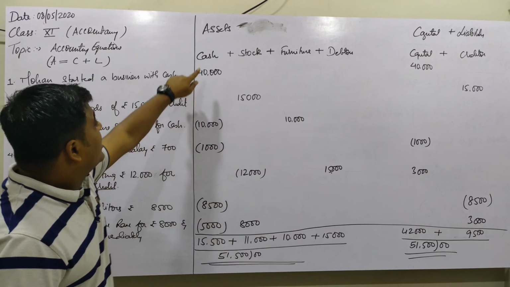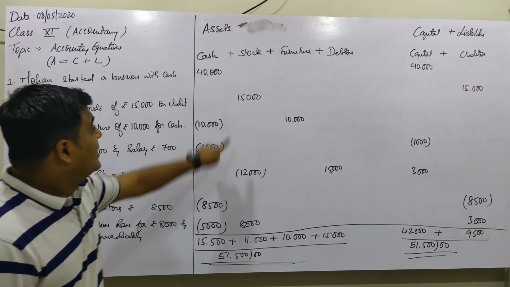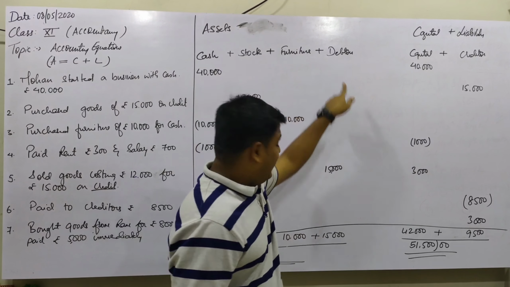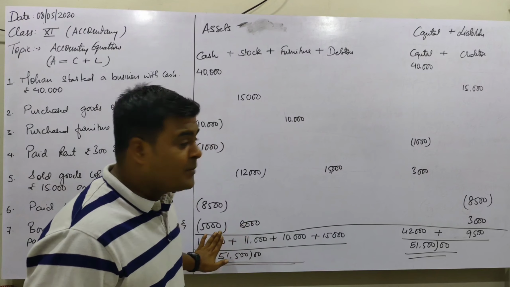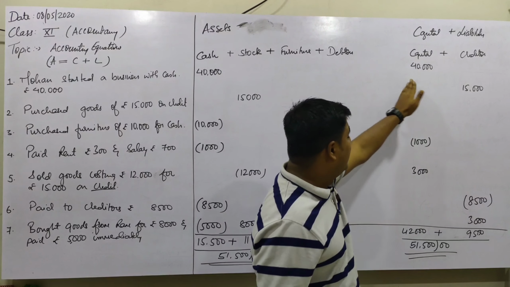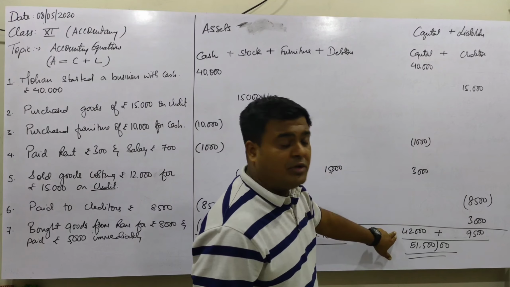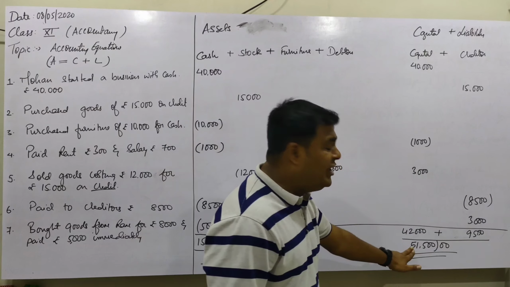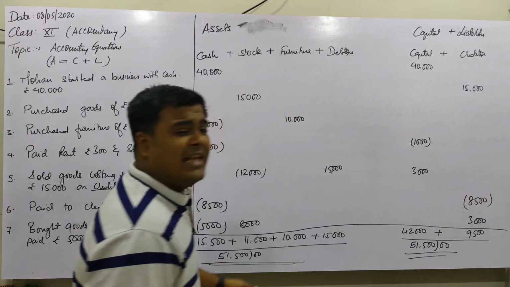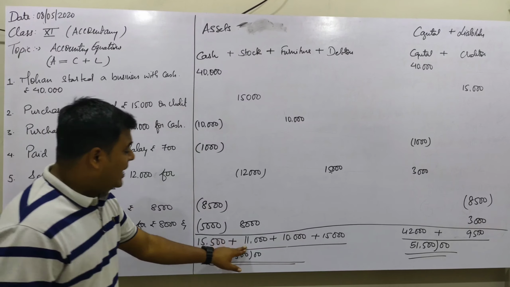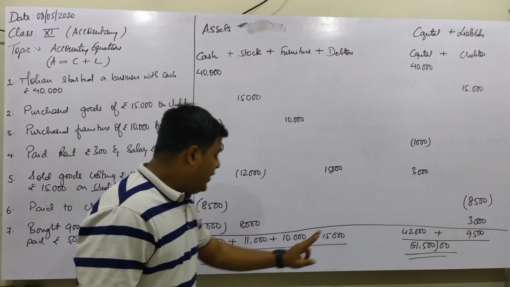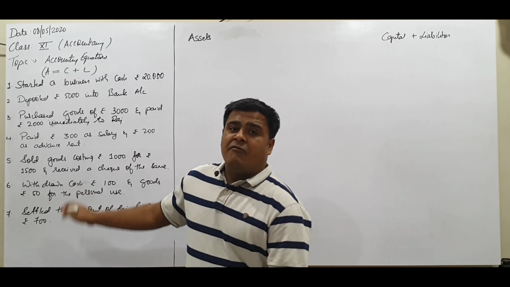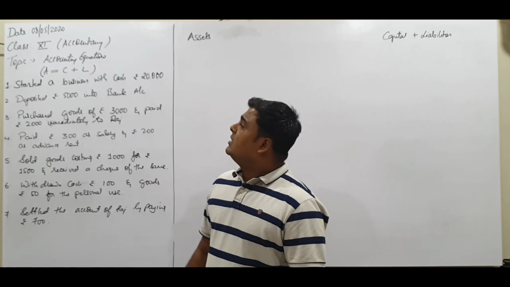Now let us make the total of it. The total of cash is 15,500. The total of stock is 11,000. The total of furniture is 10,000, the total of debtors is 15,000. This is the asset side. Now let us see the capital plus liability side: the total of capital is 42,000, and the total of creditors is 9,500. If we add both the amounts, we get 51,500. On the asset side, let us check: 15,500 plus 11,000 plus 10,000 plus 15,000. We will get 51,500.